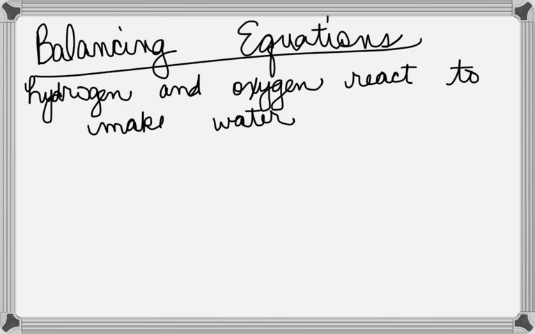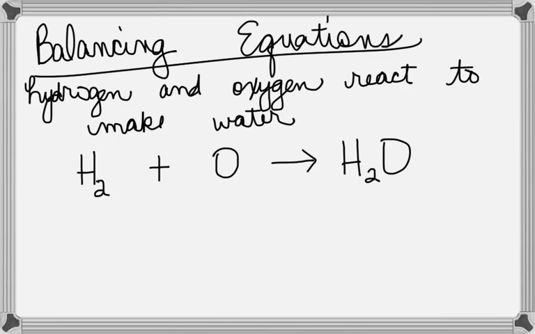What did you write? You wrote H2. How did you write oxygen? O. Yields H2O. How come you put a 2 on the H and not on the oxygen? I put H plus O. Okay. Hydrogen. Take the words from the equation.